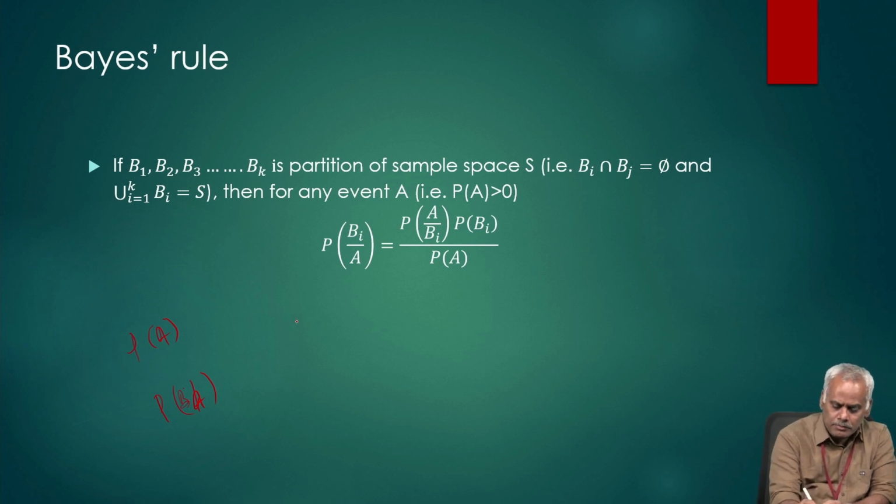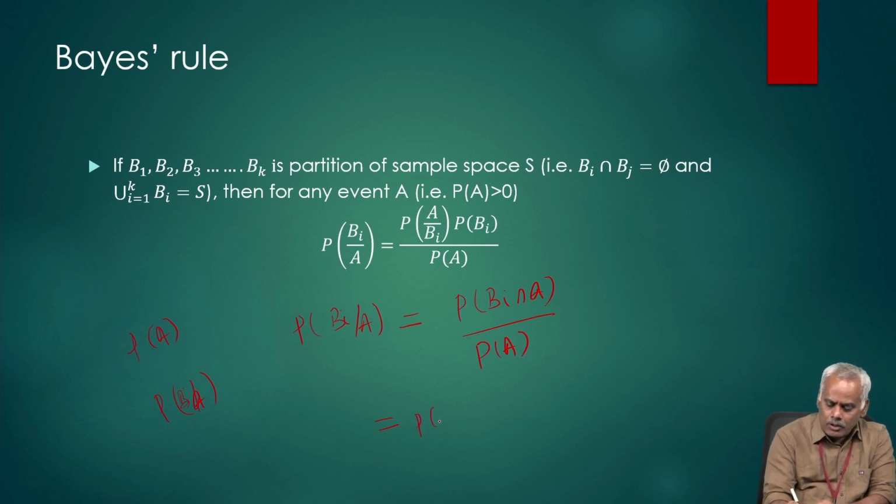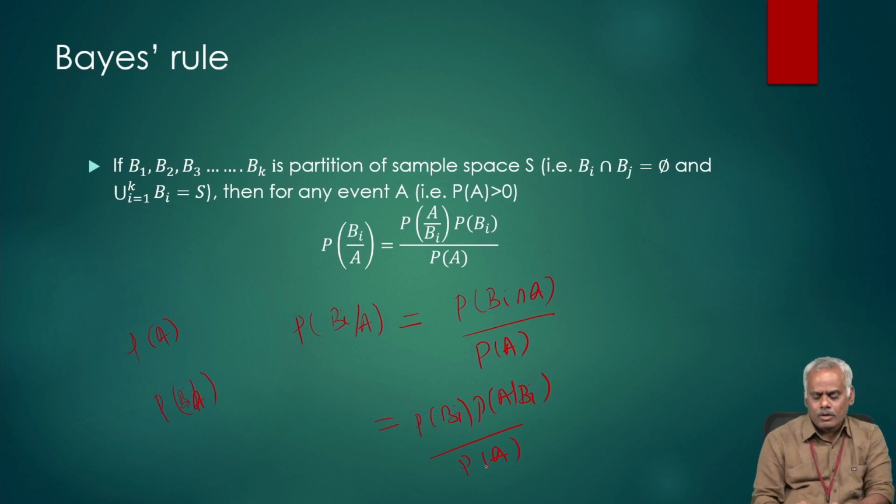Again, the proof is very simple. Probability of Bi given A, by conditional probability, is probability of Bi intersection A divided by probability of A. And by using conditional probability again, probability of Bi intersection A can be written as probability of Bi into probability of A given Bi, divided by probability of A. So this is Bayes' theorem.